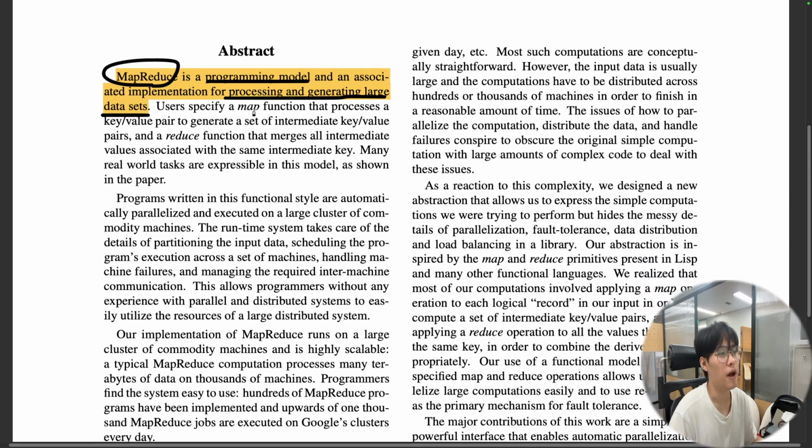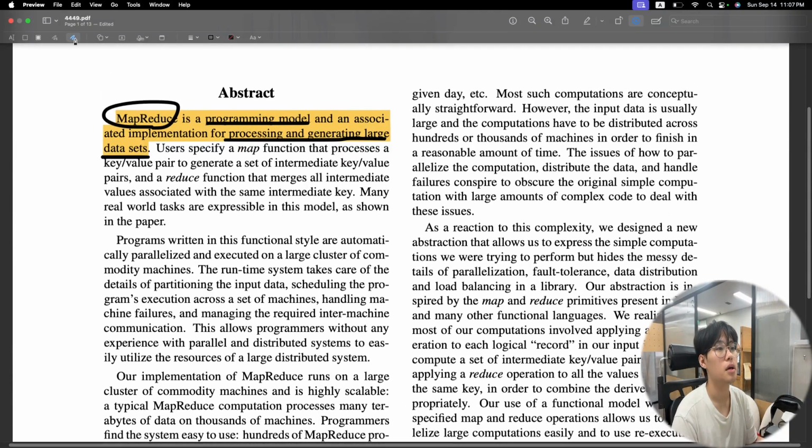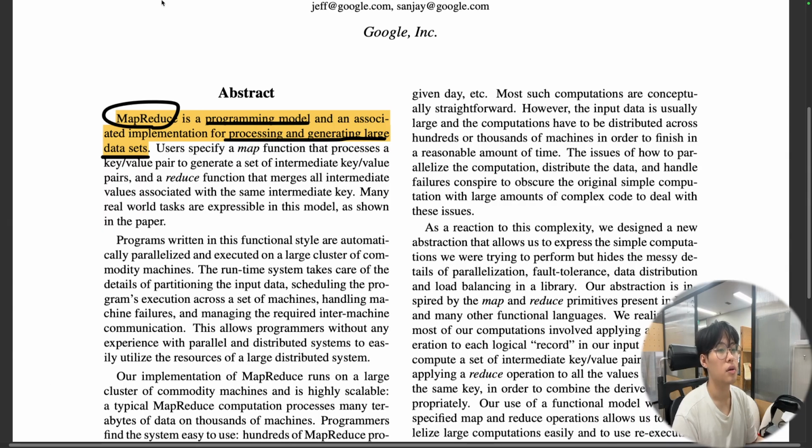The user specifies a map function that processes a key value pair to generate a set of intermediate key value pairs, and a reduce function that merges intermediate values associated with the same intermediate key. I think this sentence is basically explaining what the map and reduce functions are. This sentence is really hard to understand, so let me elaborate more.